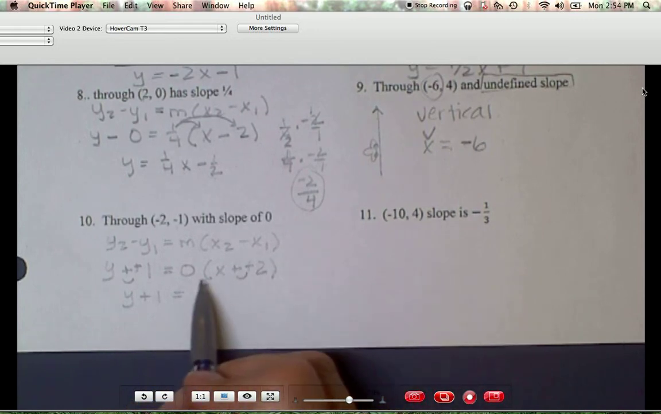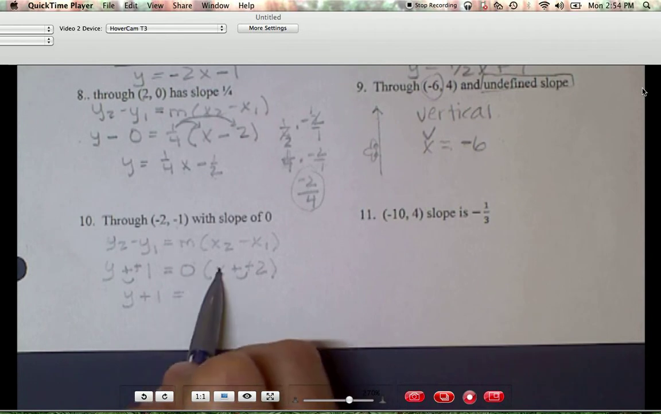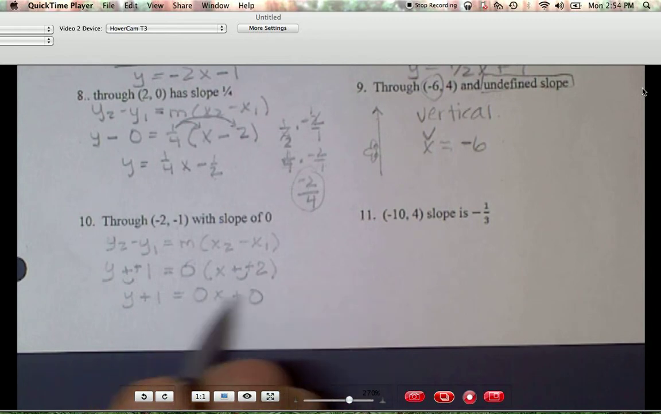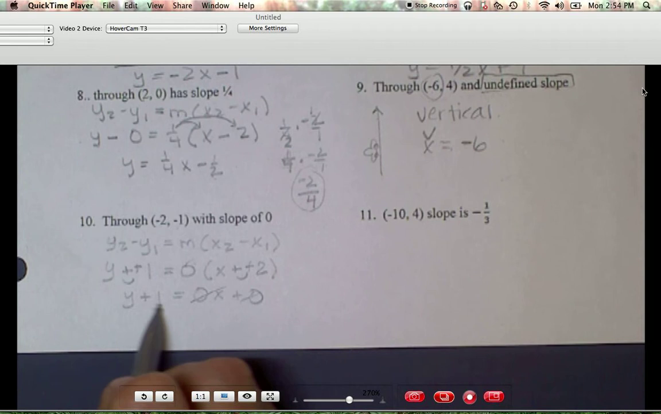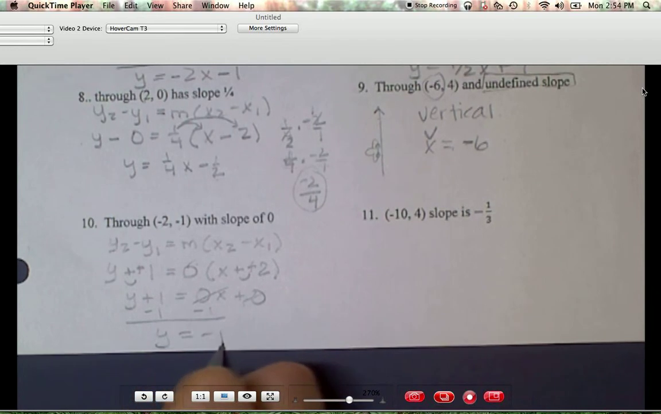Now, 0 times x is going to be 0. 0x if you want. And 0 times 2 is going to be 0. So what we end up with, 0 times anything is going to make this whole side drop out. 0x is nothing, 0 is nothing. So we get y plus 1 equals 0, basically. We have to solve for y, so we subtract 1 from both sides, and we get y equals negative 1.